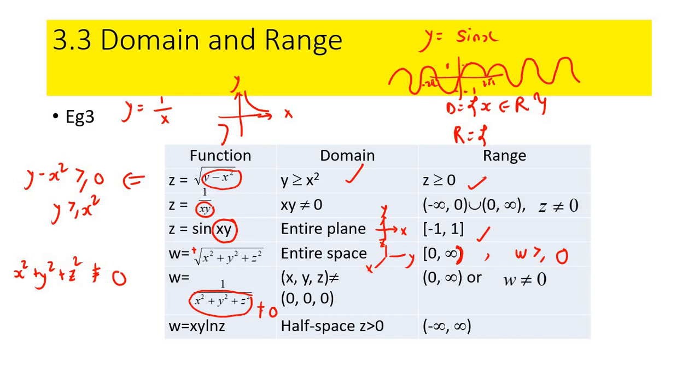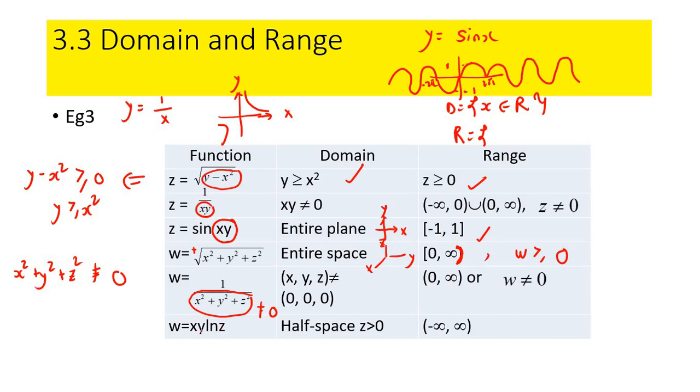Okay, you may stop me if you have any questions. So for w equal to 1 over x squared plus y squared plus z squared, any problem? Okay, if no, we have the last one.